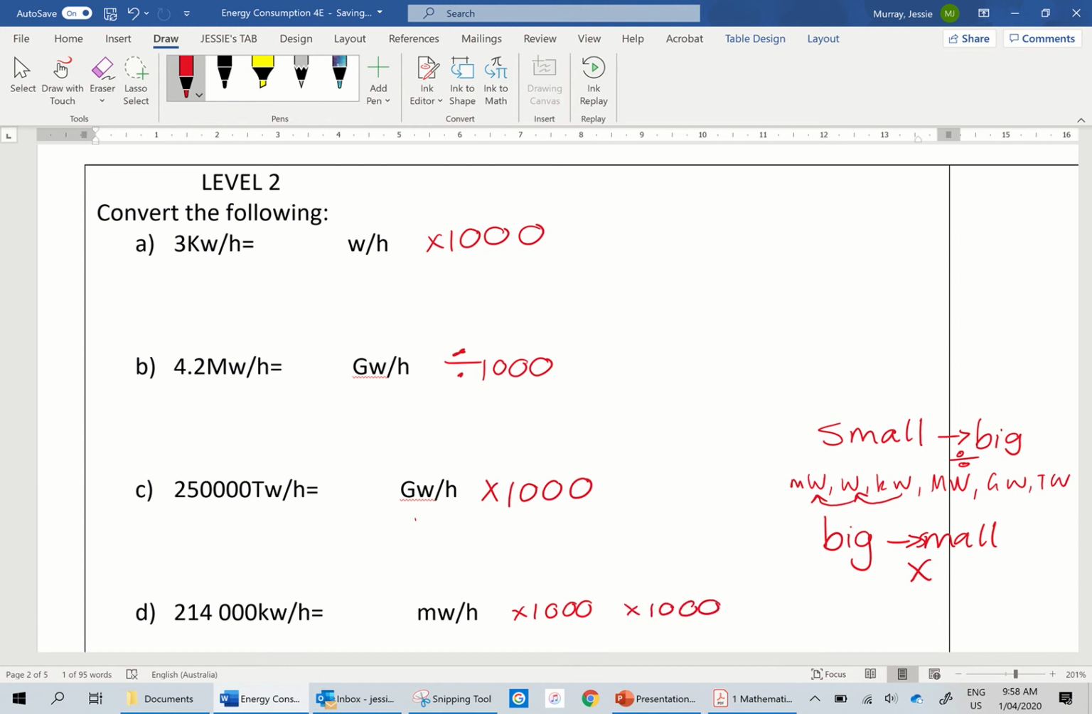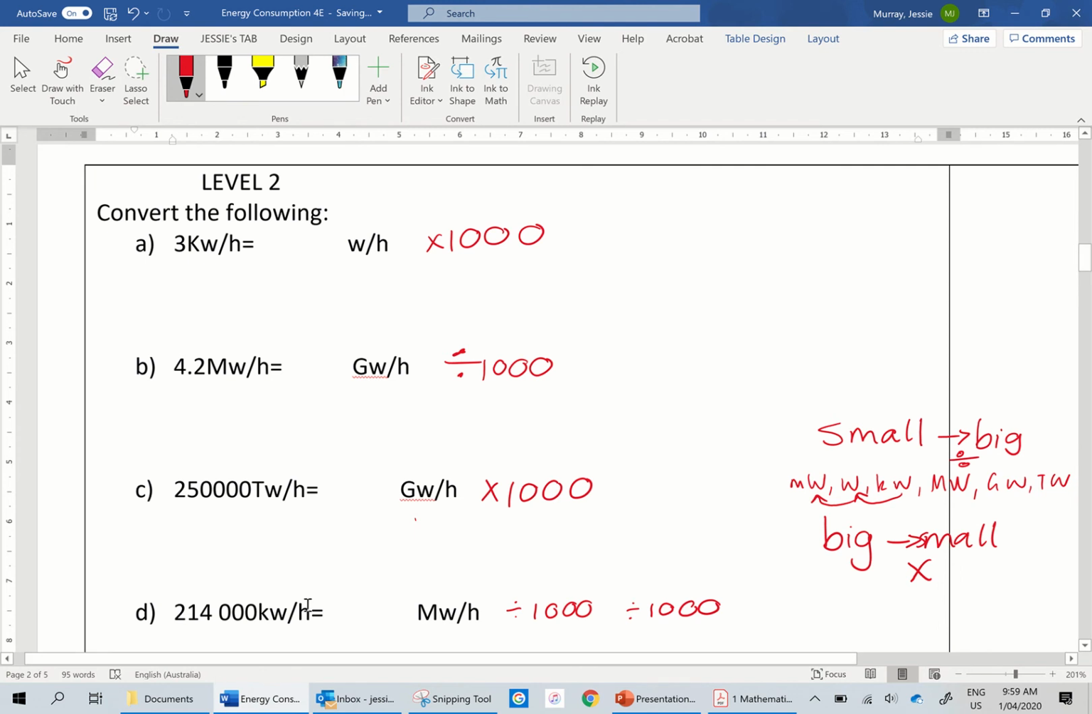I do think that this question, just looking at that number, is supposed to be capital M. So I am just going to, just because it's already quite a large number, so sorry about that. If it was a lowercase m, you definitely multiply, but I'm going to change it to a capital M just because the number's big already. So then I'm only going to do it once also. So I'm going kilowatt hours to a megawatt hour. I'm going from a small to a big, so I'm going to divide by 1000.